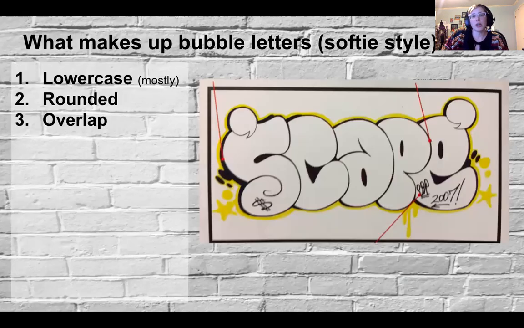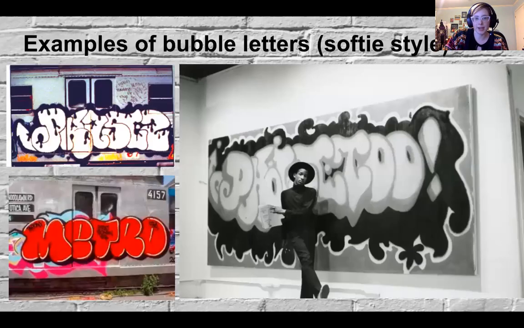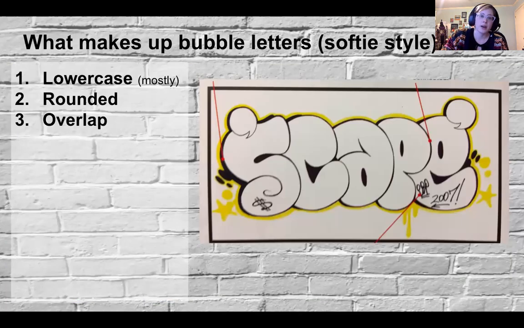So we're going to start learning about how to create some different kinds of graffiti, moving towards the goal of eventually communicating our own message using graffiti. But right now we need to learn how to do it. So the three basic components of bubble letters or softie style is, generally speaking, it's lowercase, although clearly that's not a hard rule because all of these examples are uppercase. They should be rounded. Again, it's called bubble letters because they're big and squishy like bubbles. And then they also overlap.